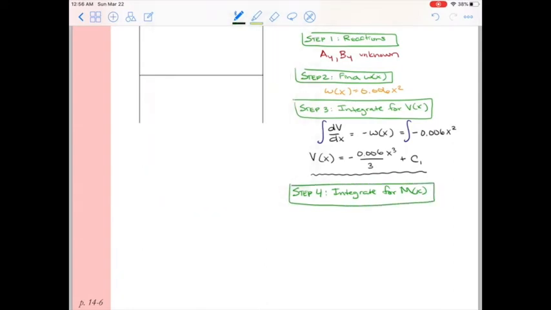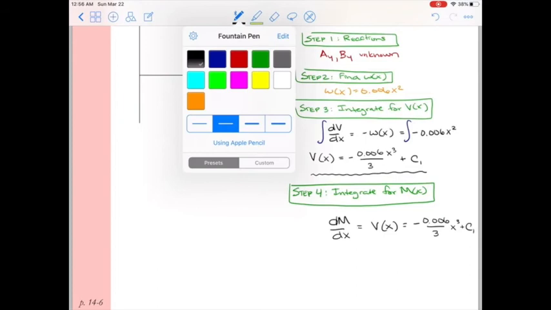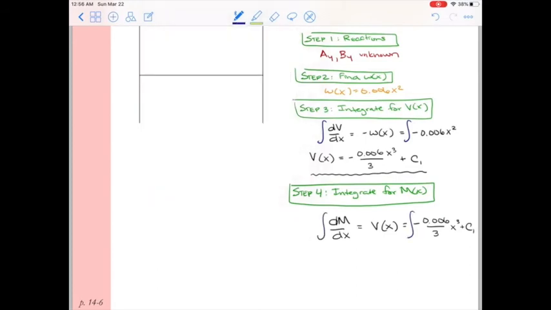So from our previous relationship, we said dM/dx was equal to V of x. And now we have a function for V of x, so that was minus 0.006 over 3 times x cubed plus C1. Now, again, I'll integrate both sides. Integrating both sides gives me M of x. That's going to give me minus 0.006 over 3 times 4 now, and that gives me x to the 4th plus C1 times x plus a new constant of integration, C2.